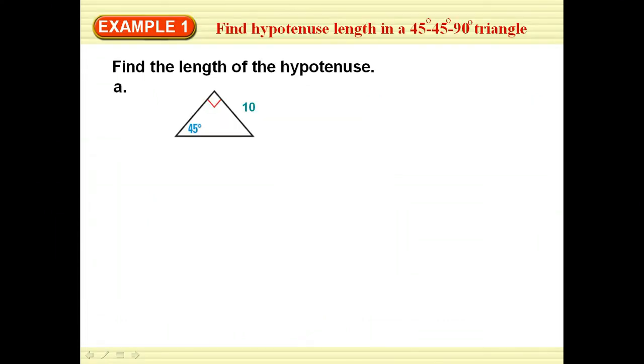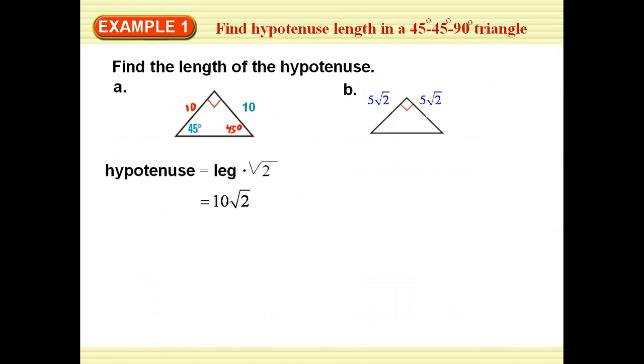How can we plug that in? Well, if I have a 90-degree angle and a 45-degree angle, that automatically makes the third angle 45 degrees. And so this side is 10, so I've got a 45, 45, 90 triangle. And so the hypotenuse is equal to the leg times the square root of 2. So in this case, that's 10 times the square root of 2.